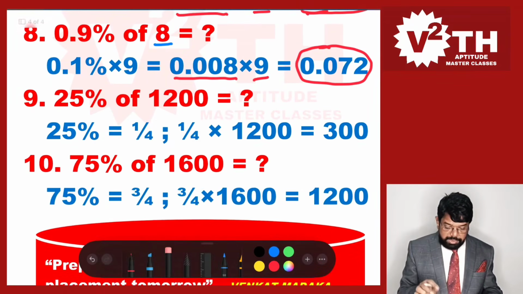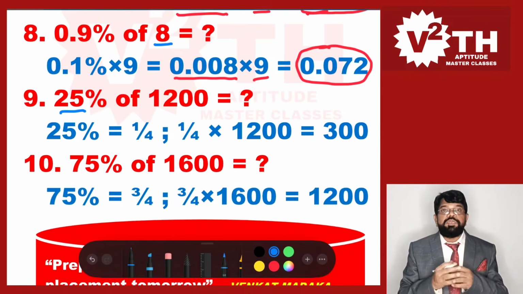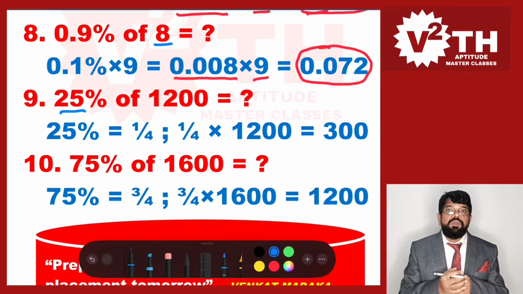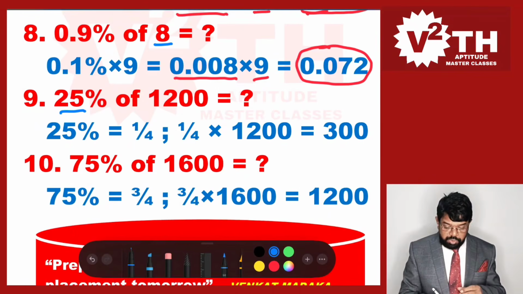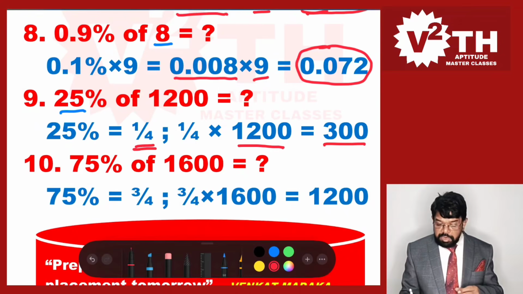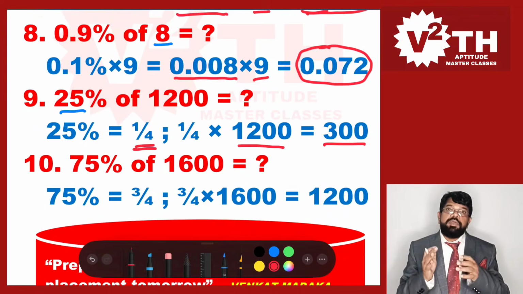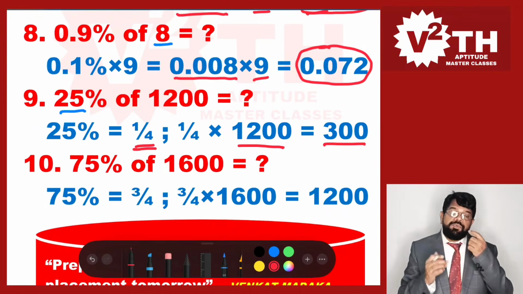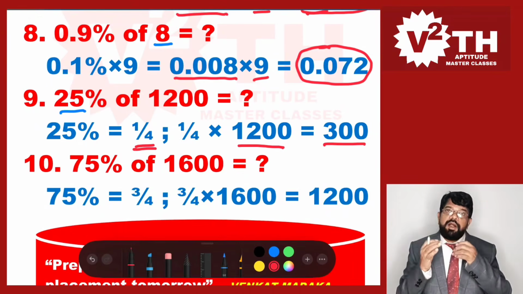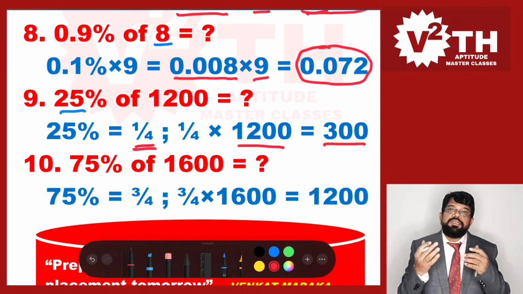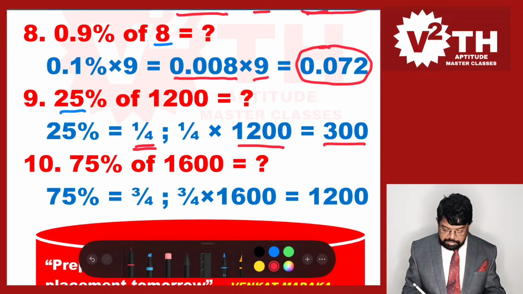Now, question number 9: 25% of 1200. Already I said, instead of calculating 25%, what do you do? Take 1/4 of the value. We know 25% is 1/4. What is 1/4 of 1200? 300. Anywhere, how can you calculate 25%? 1/4. 50%? Half. 75%? 3/4.